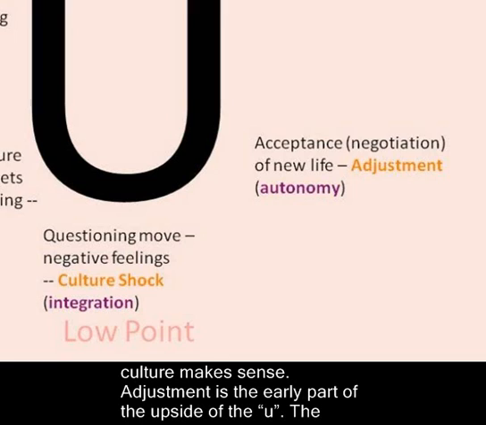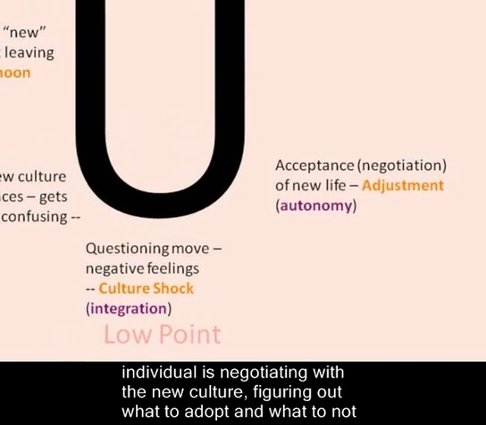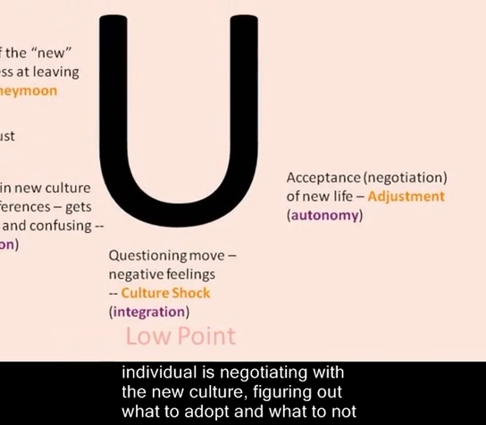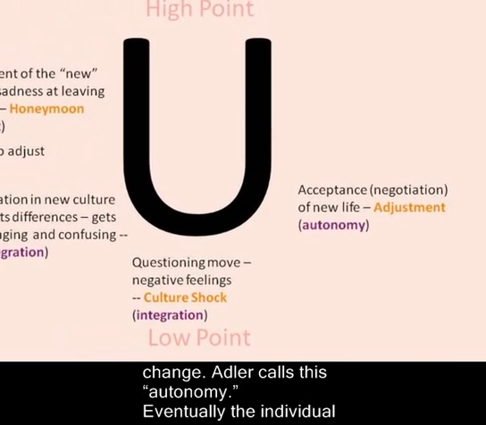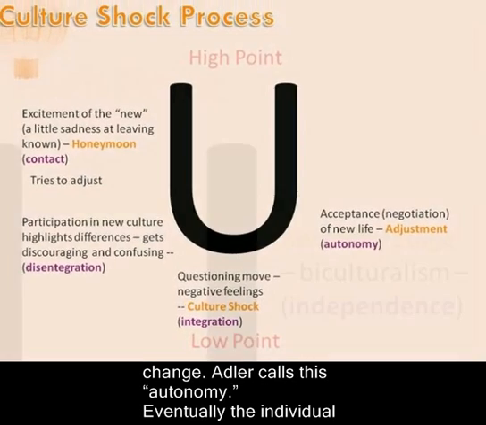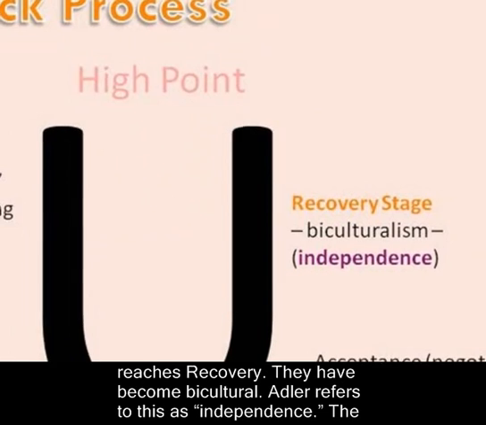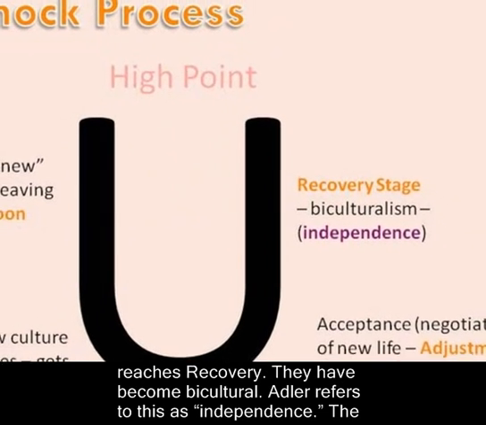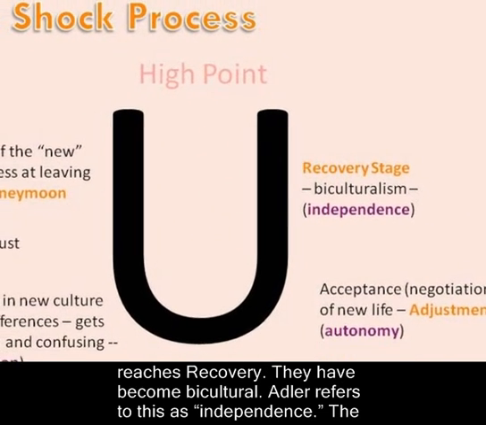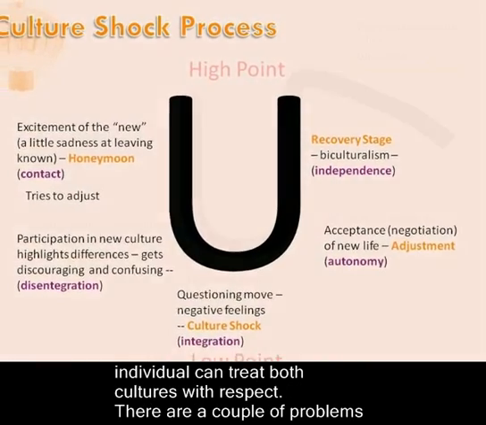Adjustment is the early part of the upside of the U. The individual is negotiating with the new culture, figuring out what to adopt and what to not change. Adler calls this autonomy. Eventually, the individual reaches recovery. They have become bicultural. Adler refers to this as independence. The individual can treat both cultures with respect.